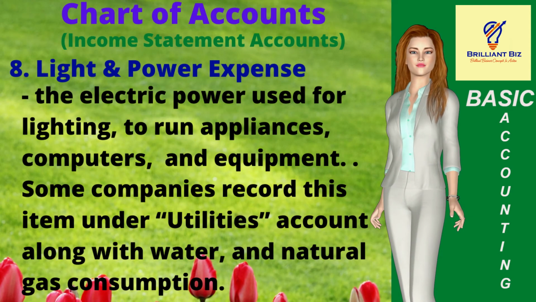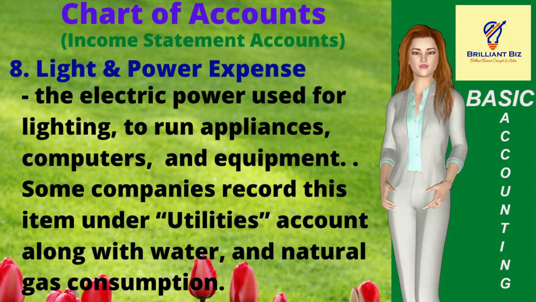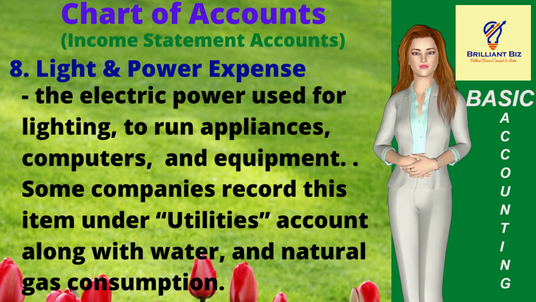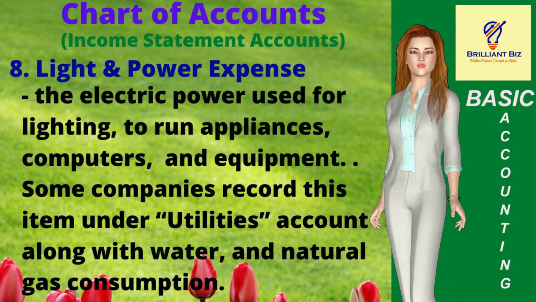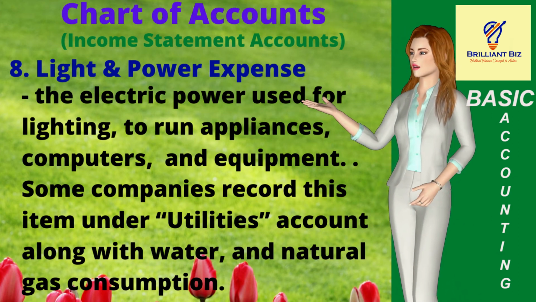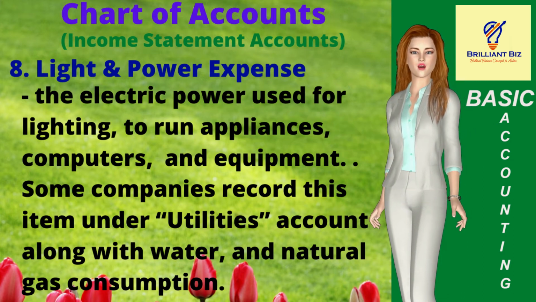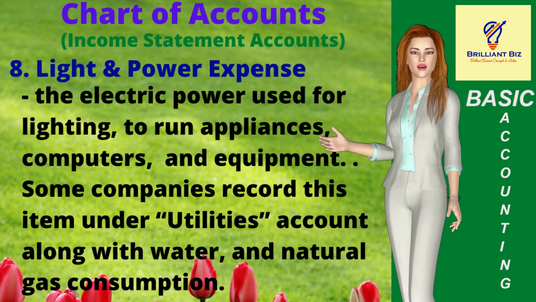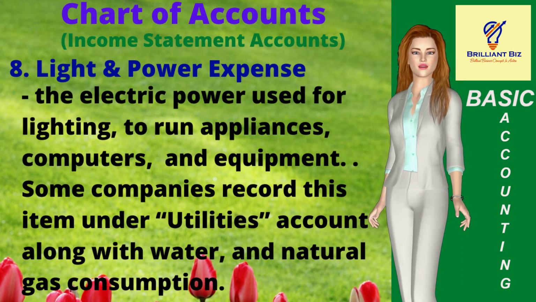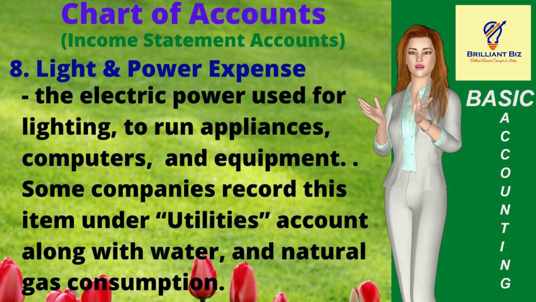8. Light and power expense. This refers to the electric power used for lighting, to run appliances, computers, and equipment. The actual usage or consumption is measured through a meter located within the property. The meter is read regularly, usually monthly, and this is the basis of monthly bills sent to users who are bound to pay them on or before a given due date. Some companies record this item under utilities account along with water and natural gas consumption.